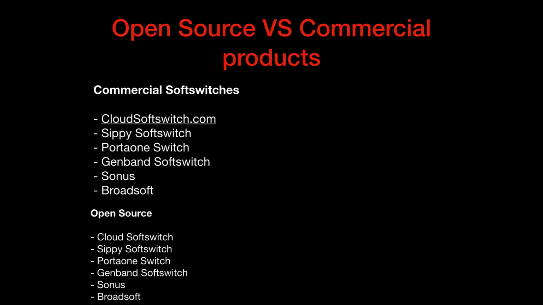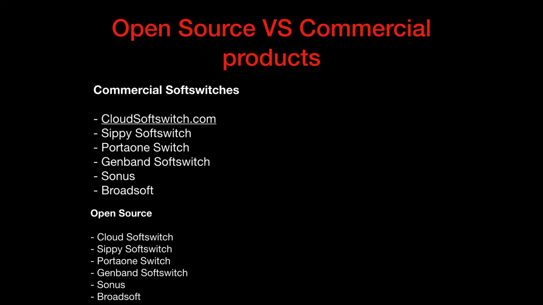Now, open source versus commercial products. There are some proven products that work in the market and are pretty secure, solid and scalable. I'm sure there are more, sorry if I'm missing some, but I cannot fit all the products in this tutorial. Some of them that I want to highlight is cloudsoftswitch.com. It provides a Class 4 and a Class 5 soft switch in the cloud. You don't need to buy hardware or rent hardware or anything.